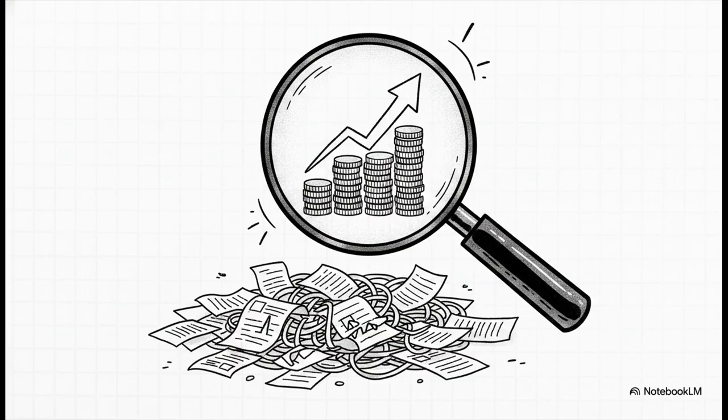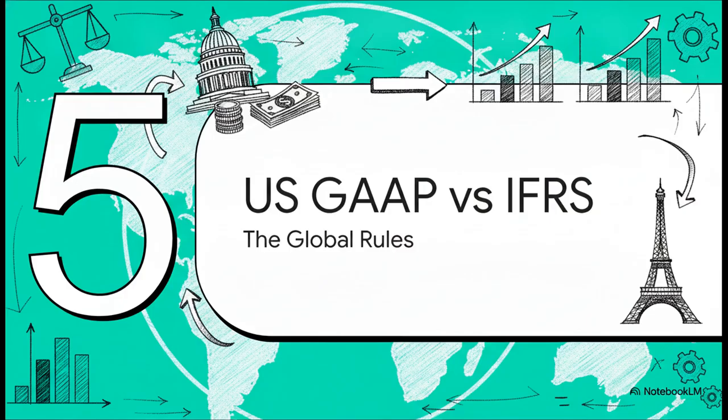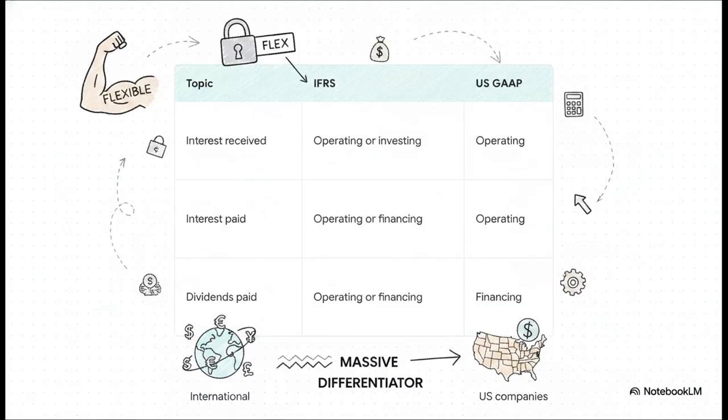Let's wrap things up with Section 5, U.S. GAAP versus IFRS, Navigating the Global Rules. It is absolutely crucial to understand how differing international accounting standards can legally alter a company's cash flow narrative. In the U.S., GAAP rules are pretty rigid. Interest received, interest paid, and dividends received are all strictly classified as operating cash flows.